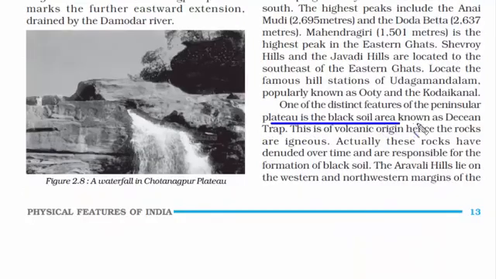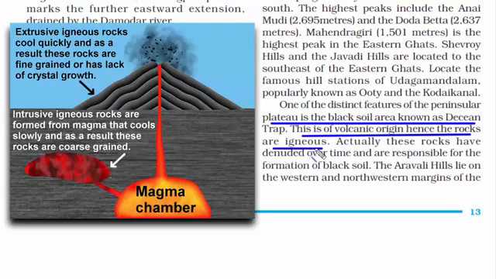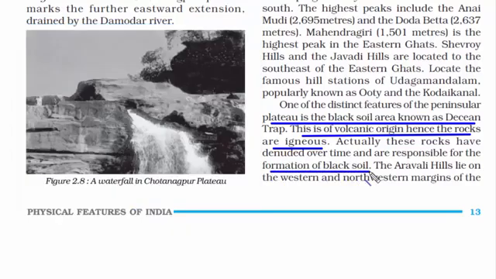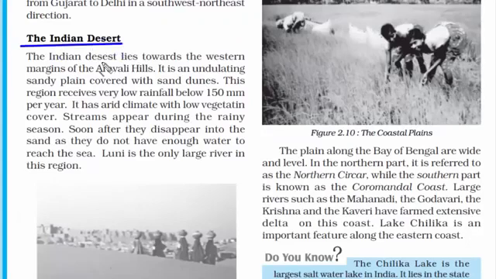So the Deccan Plateau is known for its black soil, and this is of volcanic origin, hence the rocks are igneous. And since soils are formed from weathering of rocks, these rocks are responsible for the formation of black soil. And the fourth feature is the Indian desert.